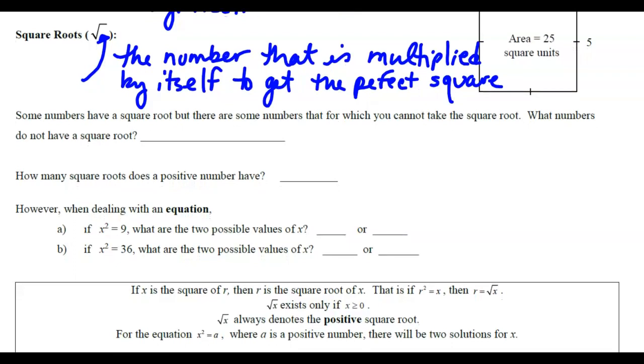Some numbers have a square root, but there are some numbers for which you cannot take the square root. What numbers can you not take a square root of? Anyone remember? You can get an approximation, so you can still kind of take it, but you can't get the exact value of it. Root 2 is the exact value. But what's an example that you can't even get a square root of? You put it in your calculator, it will give you an error: a negative number. So negative numbers.